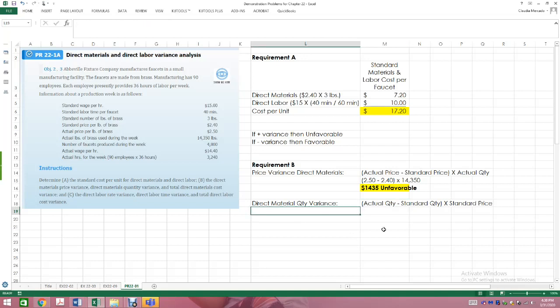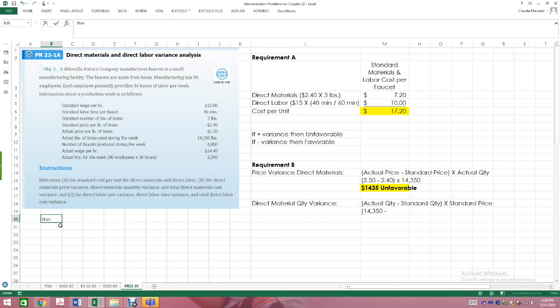Okay. So, my actual quantity was 14,350, okay? 14,350. Your standard quantity, okay? Now, here it's where it gets a little bit complicated. The standard quantity is not given, but you can calculate it, okay? So your standard quantity, let me do it down here, okay?